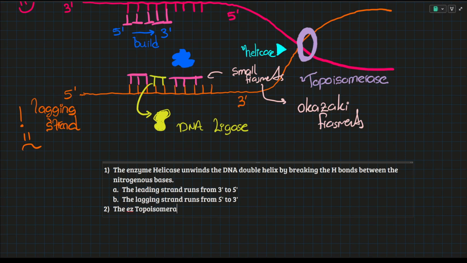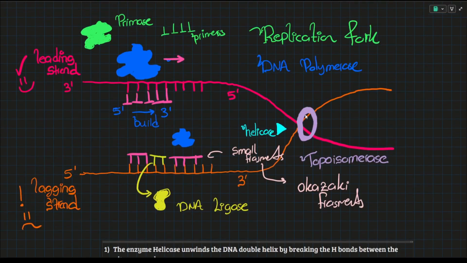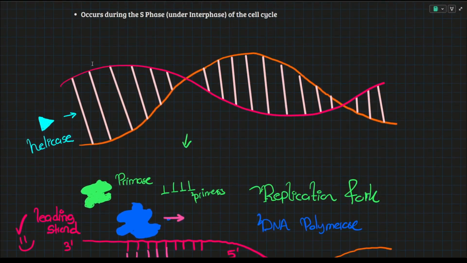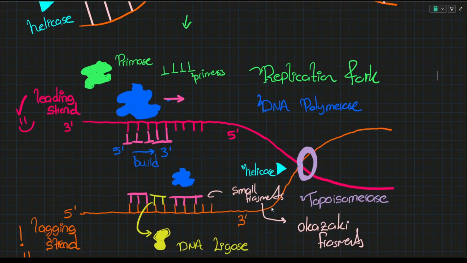Topoisomerase prevents supercoiling again. Now, don't worry about what supercoiling is that much. You just think of it as the DNA coiling back onto itself like this. Helicase unwinds it by breaking the hydrogen bonds, but these hydrogen bonds can be reformed again. So to prevent that, we have DNA topoisomerase.